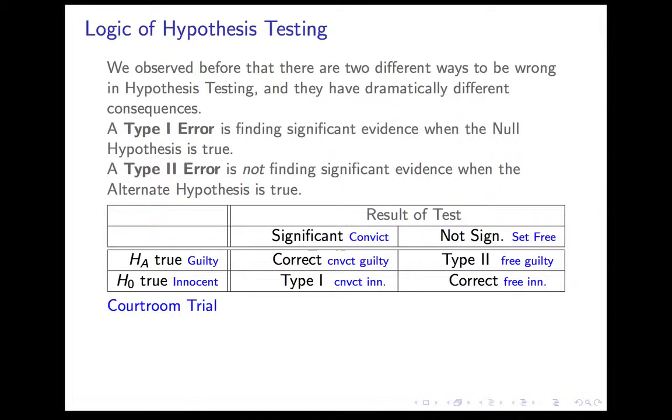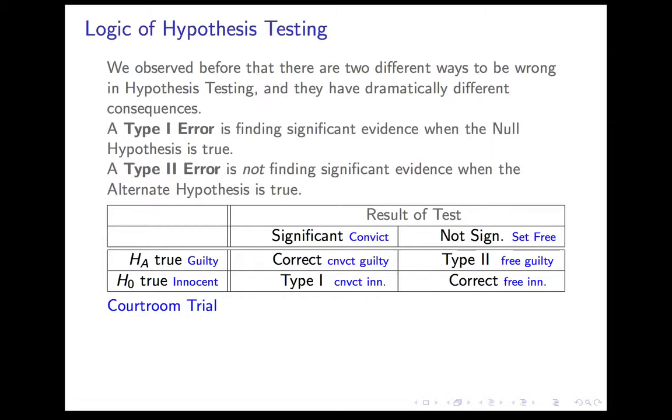If there isn't enough evidence either way, it's not that we found evidence that convinced us the person is innocent. If we fail to find evidence that they're guilty, we set them free. We treat it the same as if we found incontrovertible evidence that they were innocent. That's exactly what happens with a hypothesis test. So that means that a type 2 error is setting free a guilty person, and a type 1 error is convicting an innocent person. And of course, convicting a guilty person or setting free an innocent person is not a mistake.